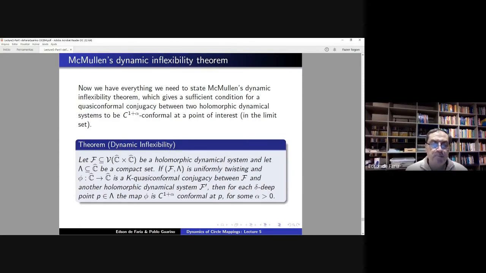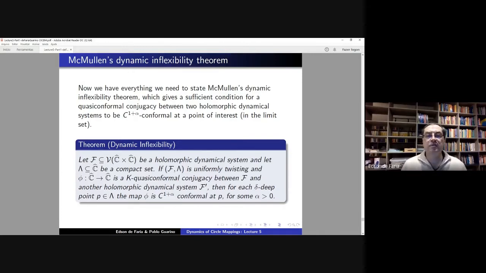I mean, a delta D point is something that you can easily understand geometrically. To understand the uniform twisting condition, you really have to work through the definitions I've given you before, and that's not an easy task. It takes a while. But what I can tell you is that there is an easy sufficient condition for a system to be uniformly twisting, which is the following.